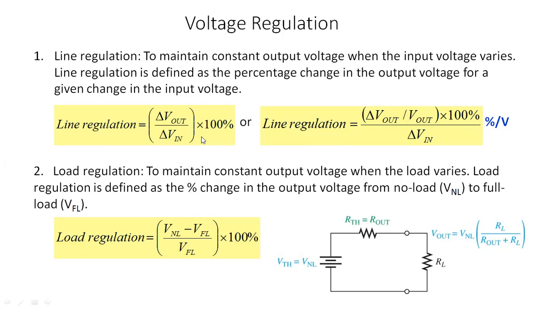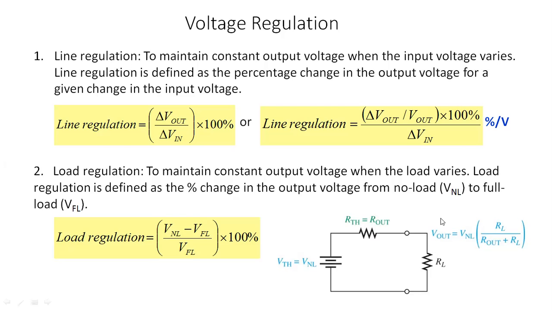And about load regulation, it is used to maintain a constant output voltage when the value of the load varies. It means irrespective of changes in the load value, load regulation will give the constant output voltage. So we can mathematically calculate load regulation as the percentage change in output voltage from no load to full load. Mathematically, load regulation is VNL minus VFL upon VFL into 100%.